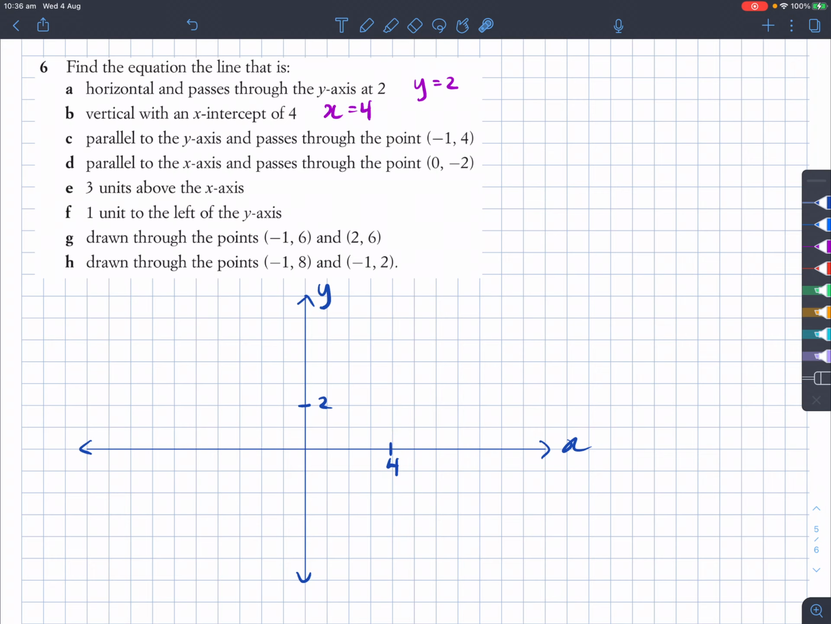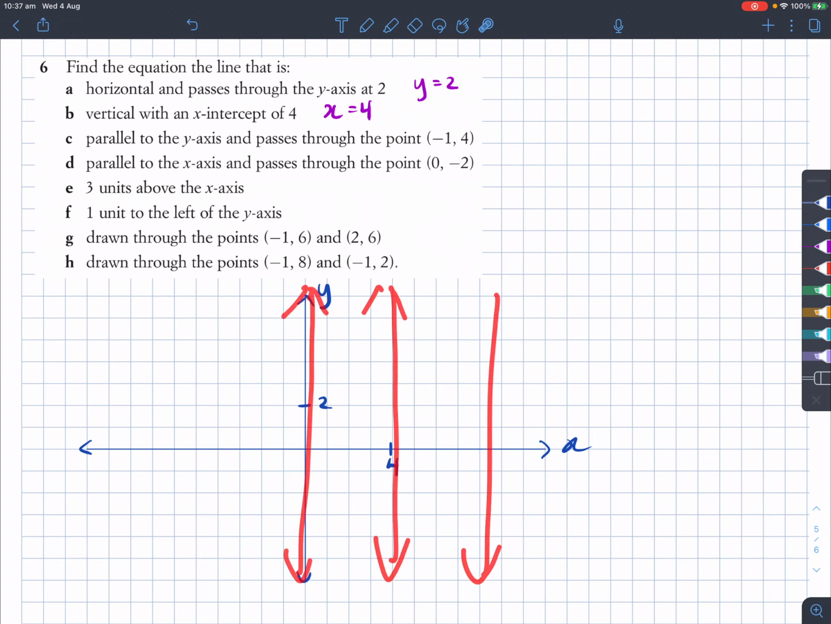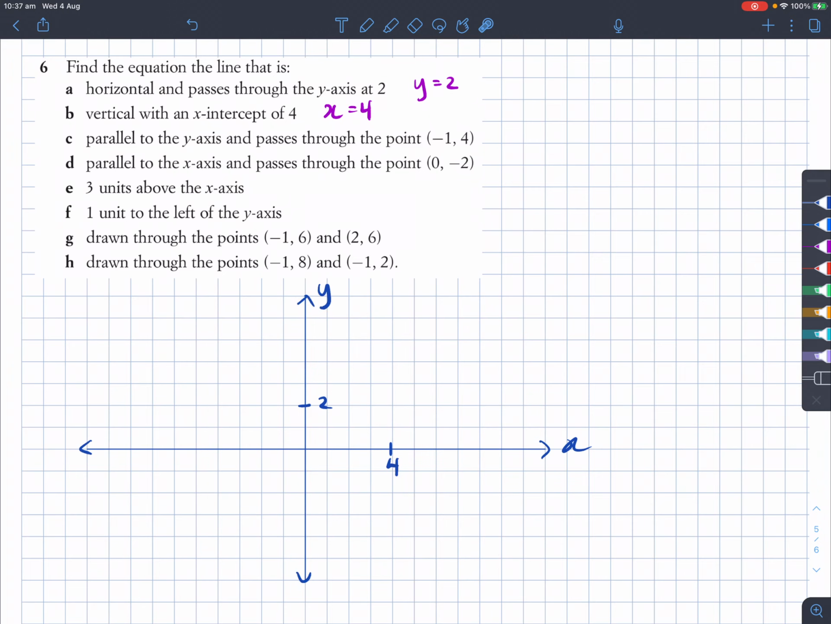Part C. Parallel to the y-axis and passes through the point -1, 4. So here's my y-axis, and if I have a line parallel to the y-axis, I'm looking at something like this. Okay, where it's the same direction. That's what it's saying. But it passes through the point -1, 4. So -1, 4, if I was to just plot that out, that's here. Okay, there's my point -1, 4. I have a line that passes through that dot, going through that.